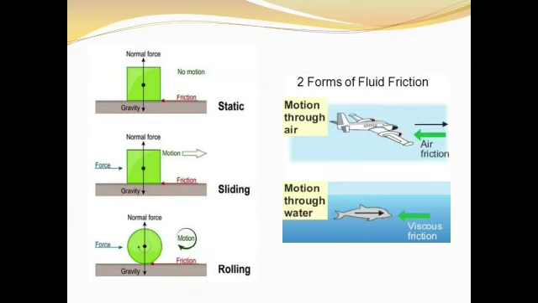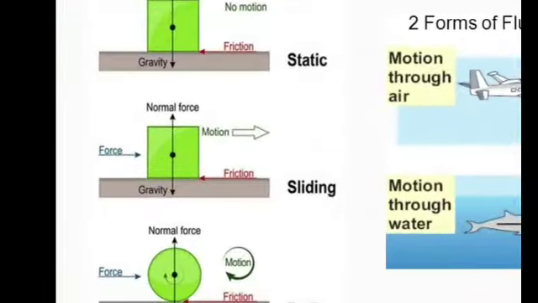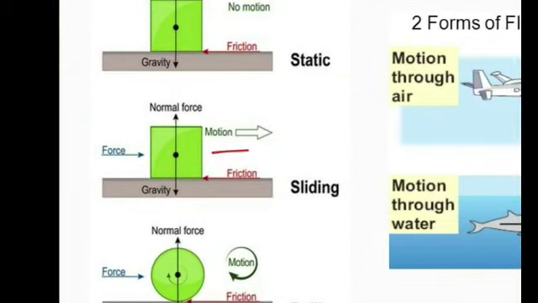Now, two forms of fluid friction. Now, static means there is a normal force, there is a friction, and there will be gravity with no motion. With motion, the motion is over here. Let me zoom in. The motion is over here, the friction is in the opposite direction, then the gravity, then the normal force will be here. And this is called the sliding friction.